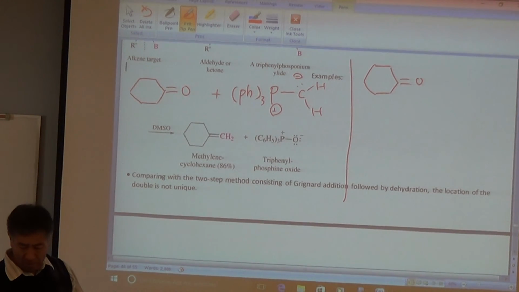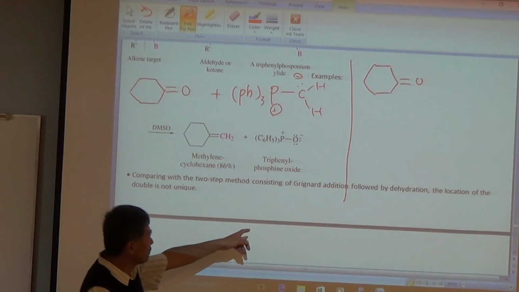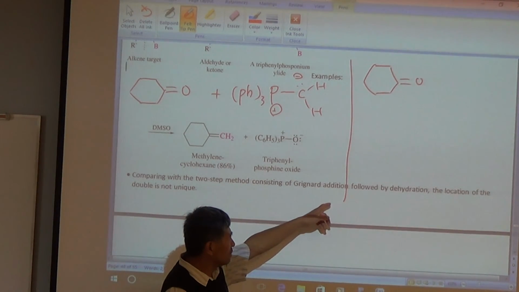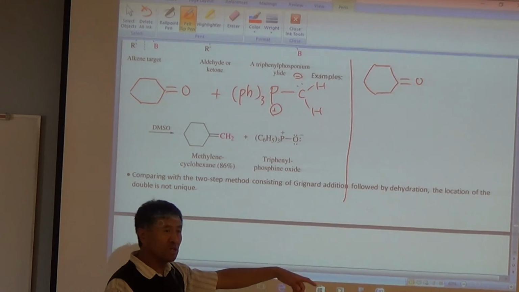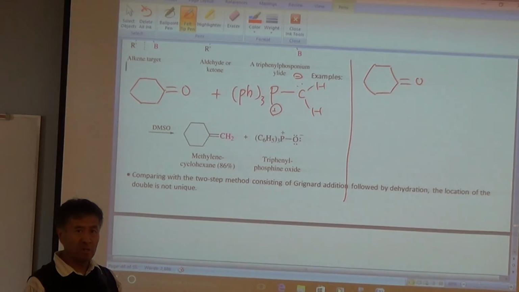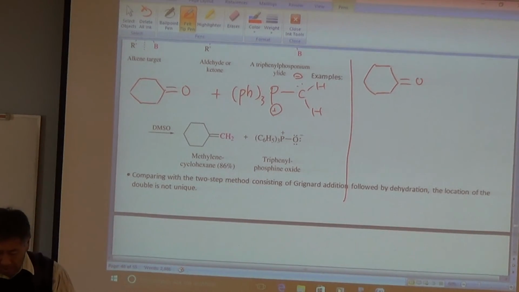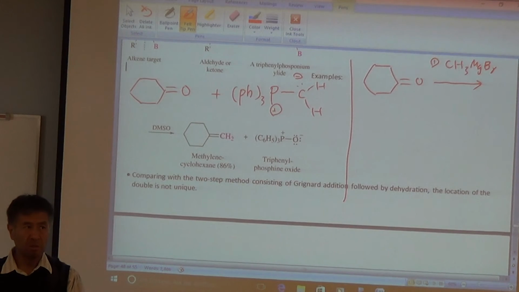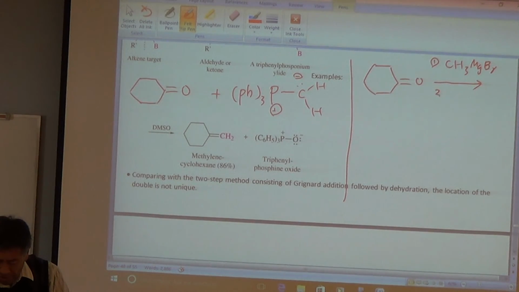So the other approach here is to use the Grignard addition followed by the dehydration. We know the Grignard can react with aldehyde and ketone also. Right? So now let's use Grignard. So basically we first will take the Grignard. You need only one more carbon, so therefore you can use CH3MgBr. And your second step is doing some workup.